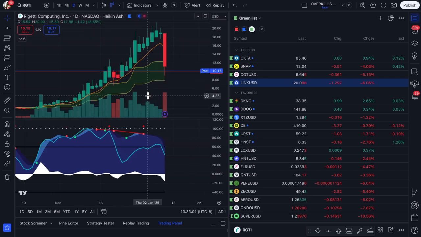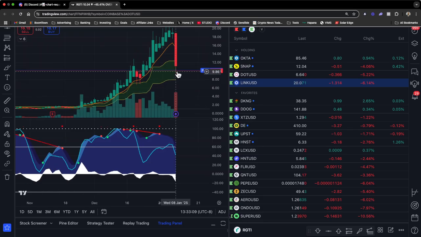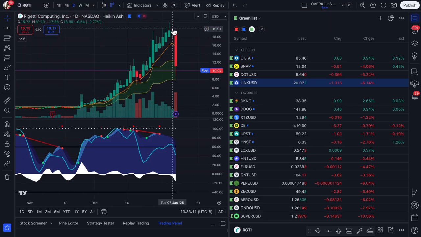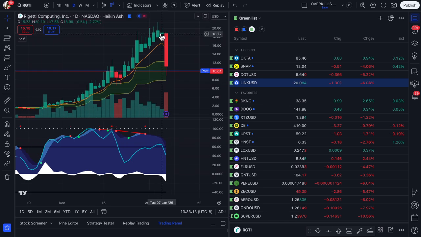Ugly dip today. Yes, we're back in the golden zone, but that doesn't mean we have to bounce. Wait for that green dot confirmation. 41% down today. Ouch. You guys were asking for it if you were buying or holding on up here. That was a major price extension.